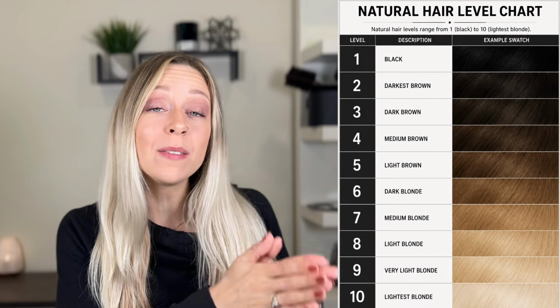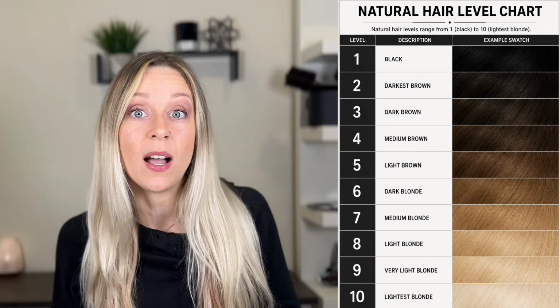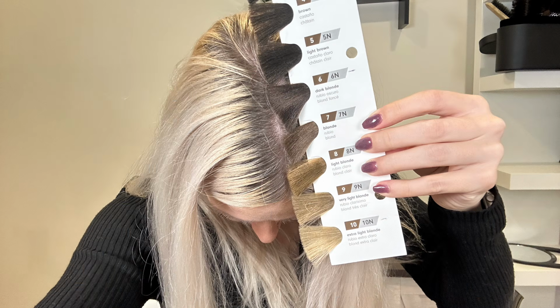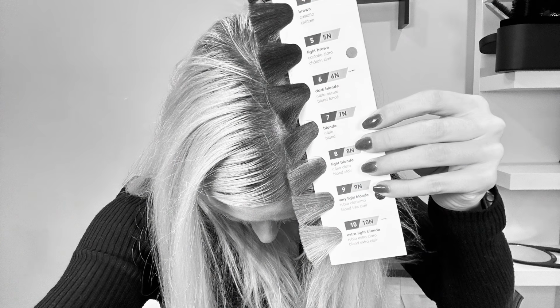The level is how light or dark your hair is on a scale from 1 being black to 10 being the lightest blonde. Now, if you're having a hard time determining what your starting level is, a pro tip is to take a swatch chart, hold the swatch chart up to your hair, take a picture, and view it in black and white. A lot of times the shade of the hair color really deceives the eye. Warmer colors often look lighter than they are, and cooler colors often look darker. So when you view the image in black and white, it's a lot easier to see the actual lightness and darkness.